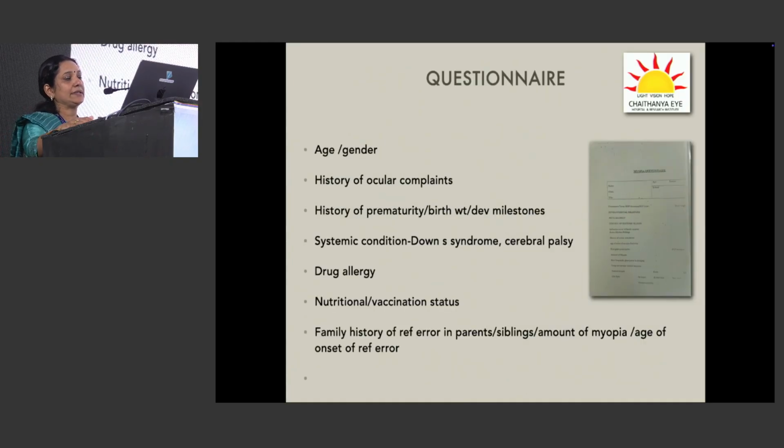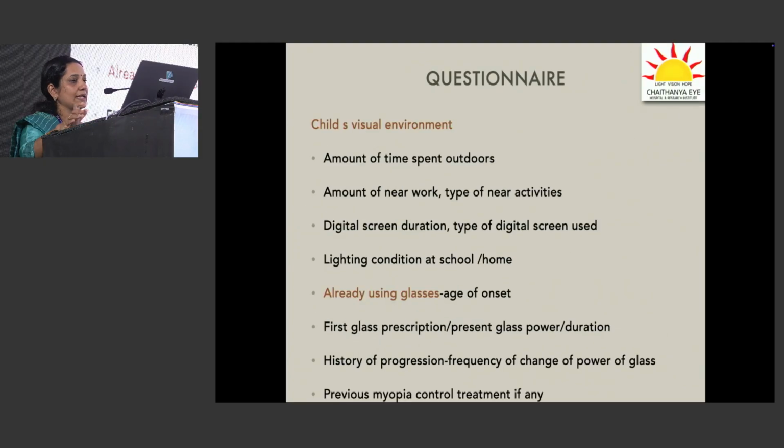Now, we give a set of questionnaires to the parents regarding the age and history of ocular complaints, history of prematurity, developmental milestones, systemic conditions if any, drug allergy, and family history of refractive error of the parents and siblings, the amount of myopia they have, and the age of onset of refractive error for the parents or siblings.